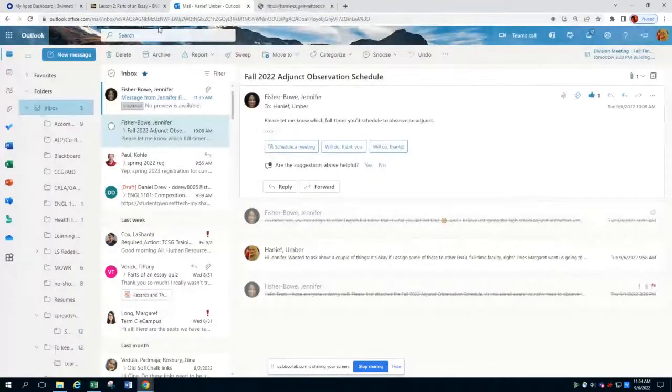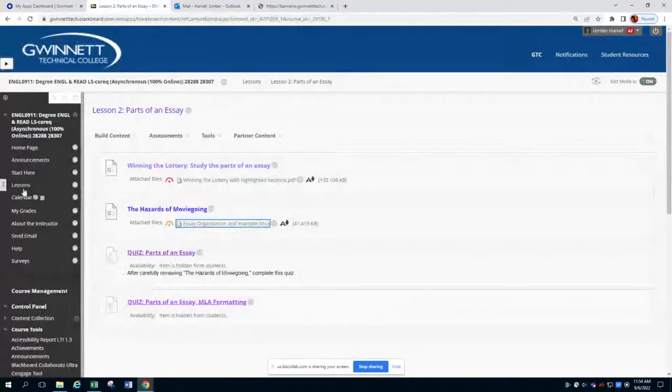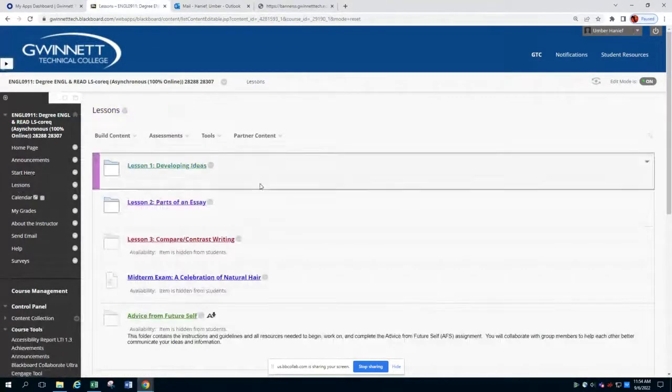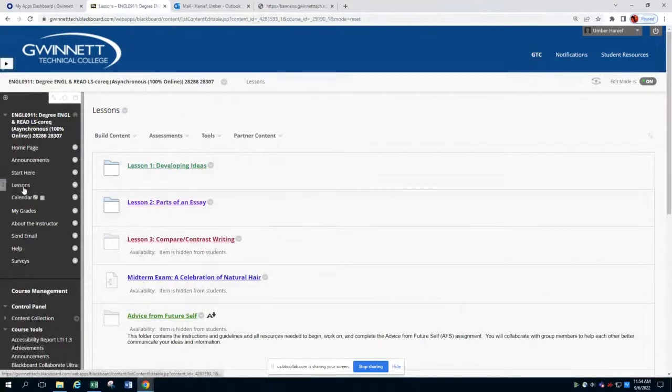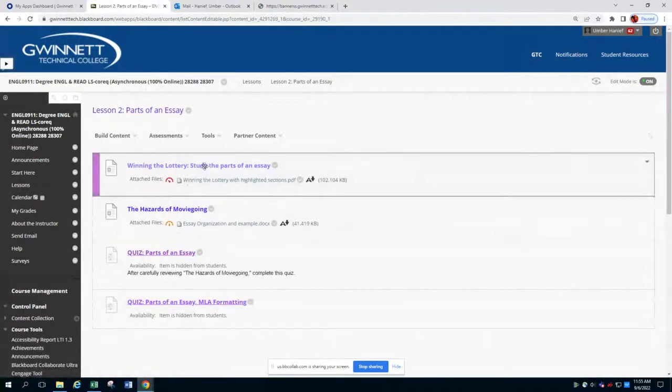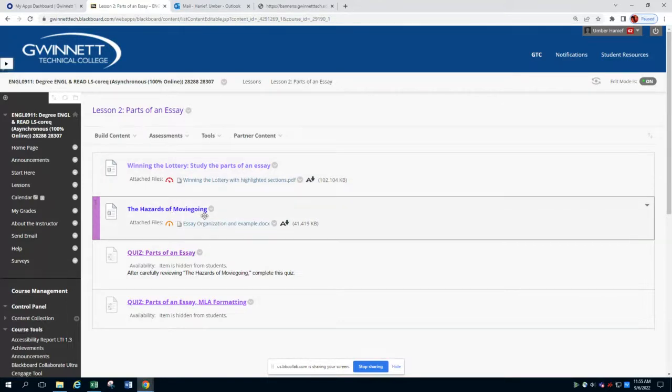All right. I want to go back here real quick. I'm going to go back to lessons so you guys know what you're doing for homework. So for homework, you're going to go to lessons right here, lessons, parts of an essay. Winning the lottery is right here. There are highlighted sections. You guys need to go back and study those sections on your own and use the recording. I'll post a recording of this session. Hazards of movie going is another sample essay. There are notes on the second page and there are notes on the main page also.